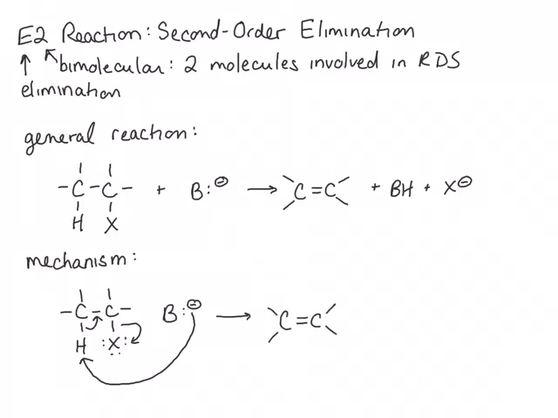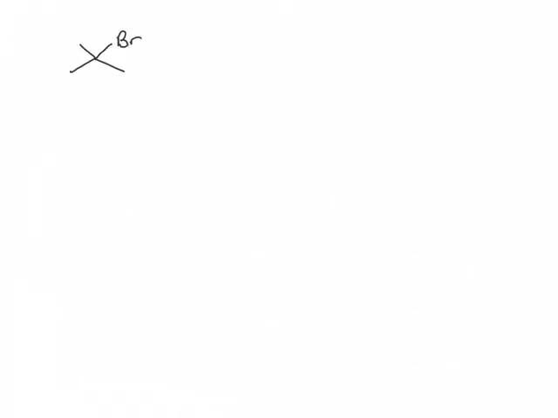Now let's look at an example reaction. This substrate can react with sodium ethoxide to produce this product. The mechanism occurs in a single step, with the sodium ethoxide deprotonating the substrate to produce the alkene product.